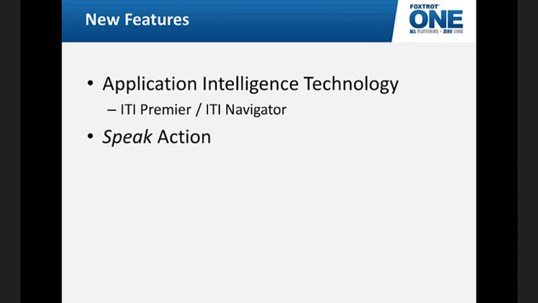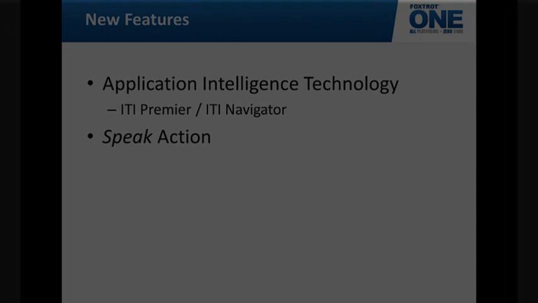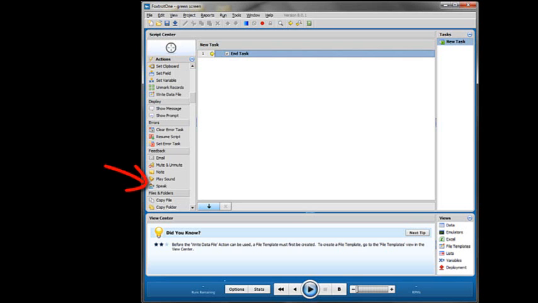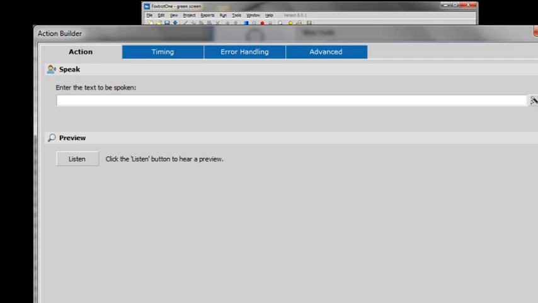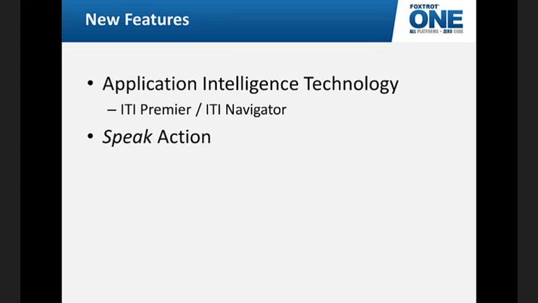In version 8, Foxtrot 1 is able to talk to you. We have a new speak action that can literally read information off of the screen, read information out of your database, out of your variables, and say something to you in an audible voice. That's useful when you want a verbal notification. It's just one more way for Foxtrot to communicate with you, alongside of the email action and the play sound action and the various other ways that it can notify you of things.